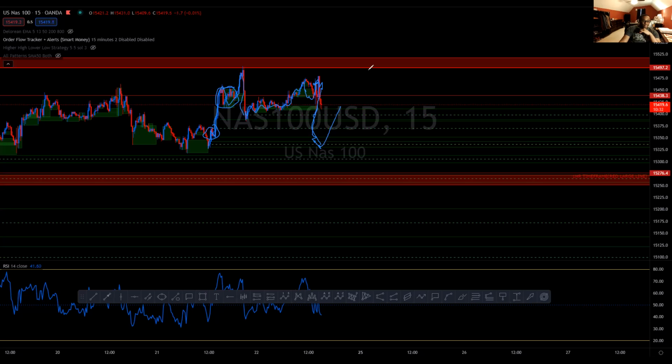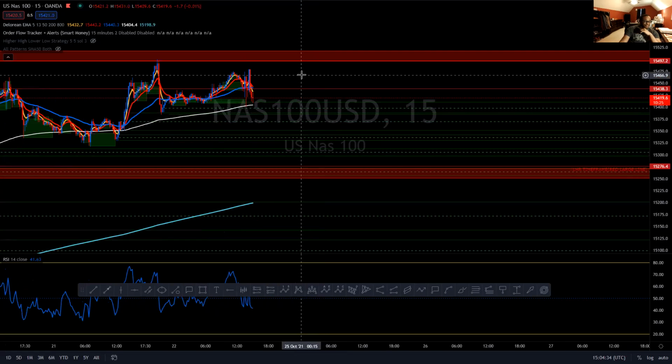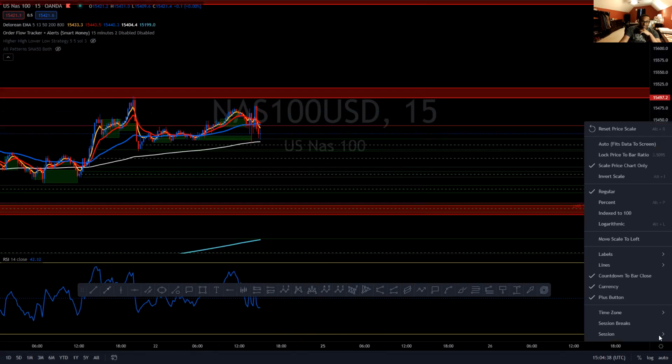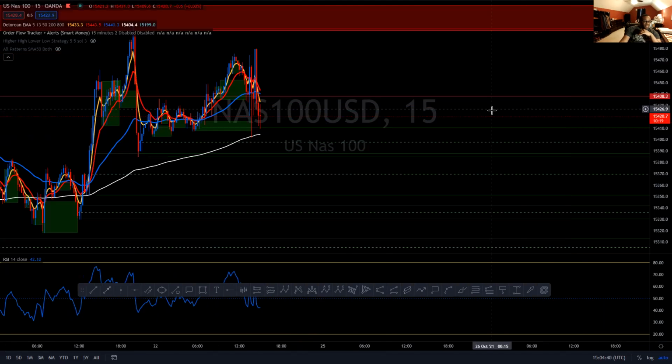So I see what you're saying. I'm trying to study these order blocks because I worked on them last week, but I have to refresh my memory as to how I would do it. Exactly. Those dotted lines, they're getting to me.